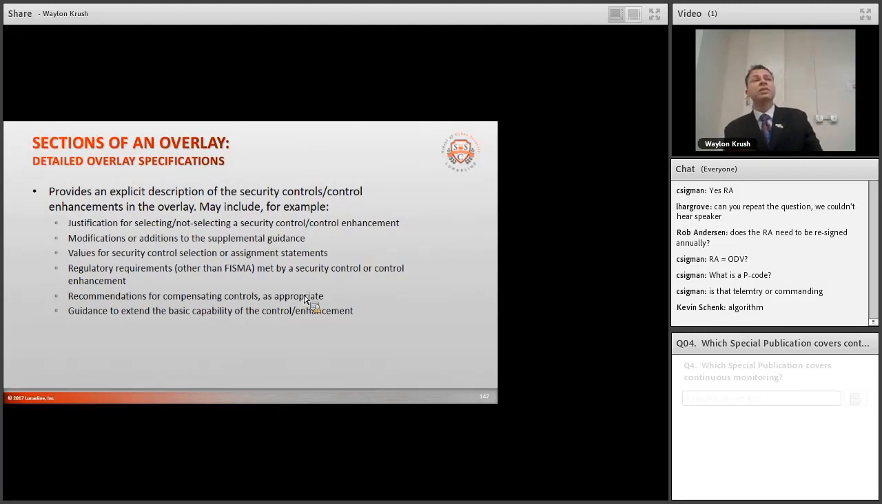So building an overlay is a lot of work because you still need to go through the suite of controls and say why that control or that control is not applicable. FISMA recommendations for compensating controls.